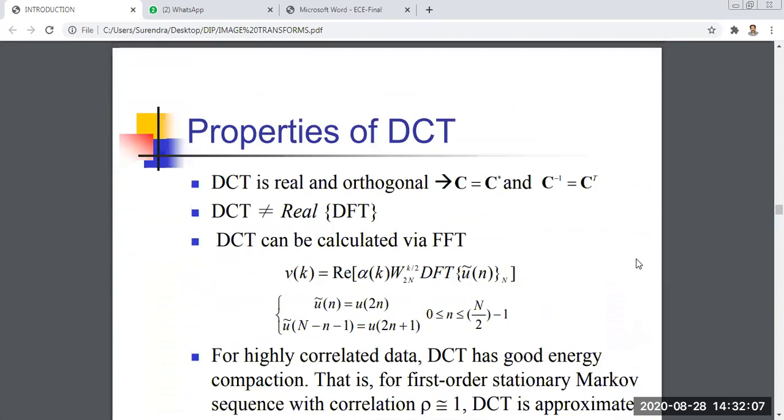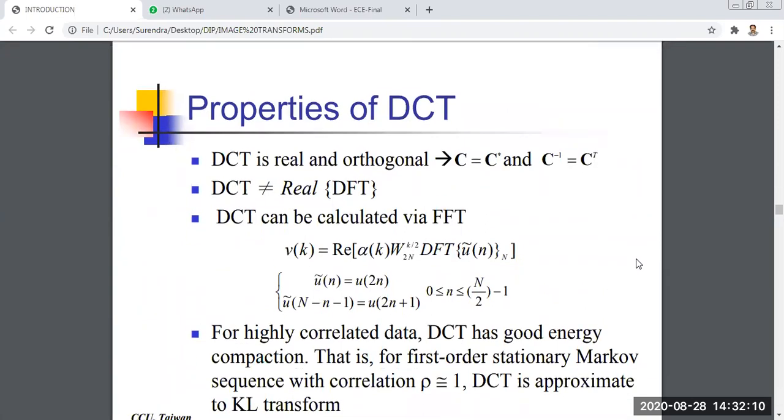Here also there are some properties. The properties of the discrete cosine transform: the first one is that it is real and orthogonal. Real means C equals C star and C inverse equals C transpose. Here C is in matrix form, so the discrete cosine transform also can be formed as a matrix with the help of the expression given previously. And one more thing, the discrete cosine transform is not equal to the real part of the discrete Fourier transform.